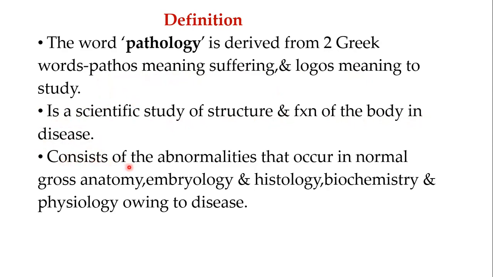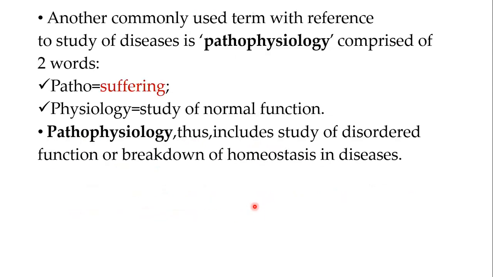We see that pathology consists of the abnormalities that occur in normal gross anatomy, embryology, histology, biochemistry, and physiology, owing to disease. So this is why we're going to see what happens exactly, what pathology is all about in relation to gross anatomy, embryology, histology, biochemistry, and physiology, owing to disease. We are going to see what happens.